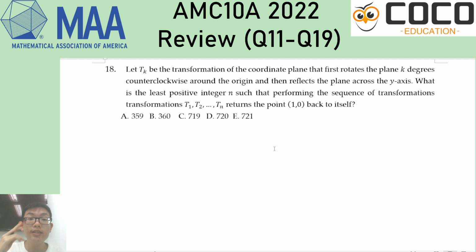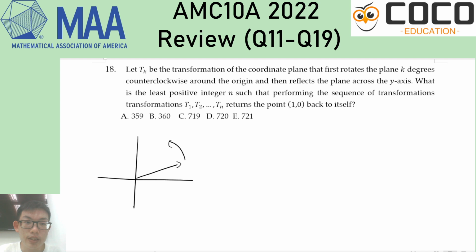Question 18. Let Tk be the transformation of the coordinate plane that first rotates the plane k degrees counterclockwise around the origin and then reflects the plane across the y-axis. Okay, so it means that, let's say I'm here. First I rotate by k degrees, and then I reflect it over the y-axis, and so the end result is you came from here to there.